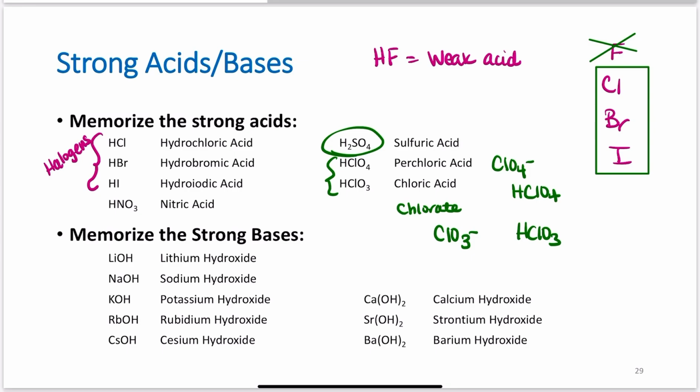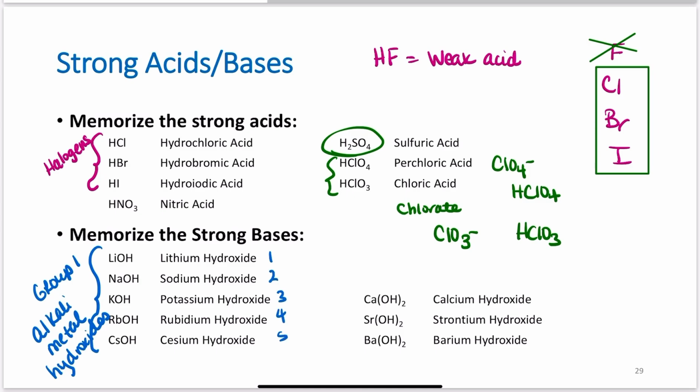But the strong bases are a little bit easier, at least for me, to memorize. When you look at your strong bases, you see here we've got lithium hydroxide, sodium hydroxide, potassium hydroxide, rubidium hydroxide, and cesium hydroxide. Note, these all fall in group 1. They are group 1 alkali metals. We call them alkali metal hydroxides. So find lithium and count down 5 spots. There's 8 total strong bases, 7 strong acids.